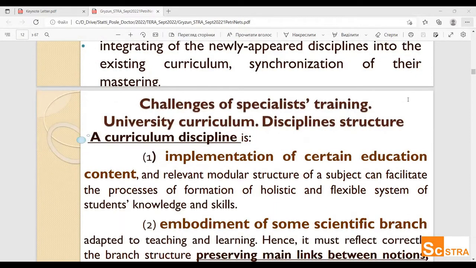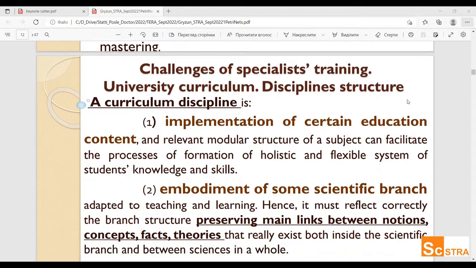In terms of the challenges of specialist training and university curriculum design, it's relevant to mention the position and the role of the discipline itself and its structure. The matter is that the curriculum discipline, on the one hand, is an implementation of certain educational content, and a relevant modular structure of a subject can facilitate the processes of formation of a holistic and flexible system of students' knowledge and skills. On the other hand, any curriculum discipline is an embodiment of some scientific branch adapted to teaching and learning.